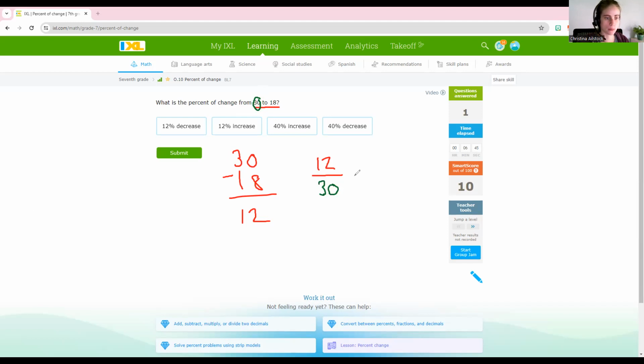And then we need to multiply by 100. First up, let's divide. What is 12 divided by 30? We get the decimal 0 and 4/10, and then that's multiplied by 100.